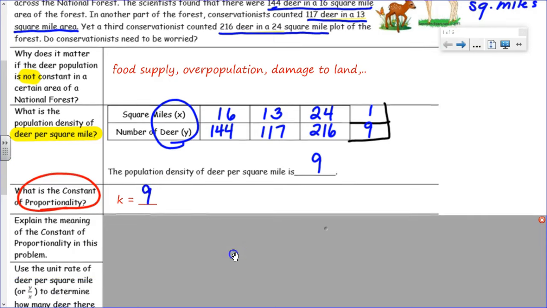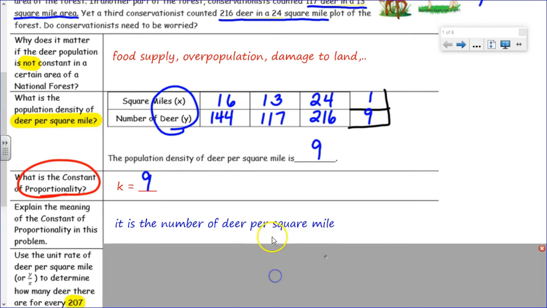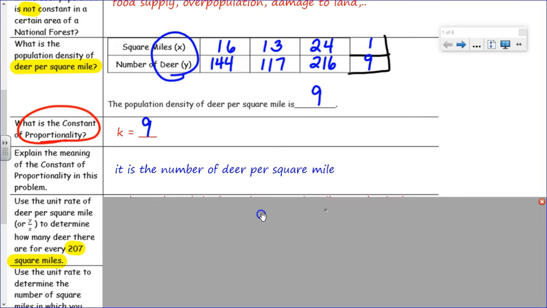Explain the meaning of that in this problem. Well, that's basically right here: there are 9 deer per square mile. It is the number of deer per square mile. Now that's the unit rate. It's also called the constant of proportionality. We've referred to it as the constant multiple because I was always multiplying by 9 to go from the square miles to the number of deer.